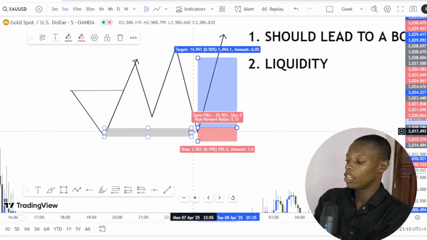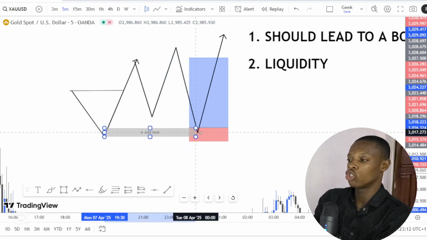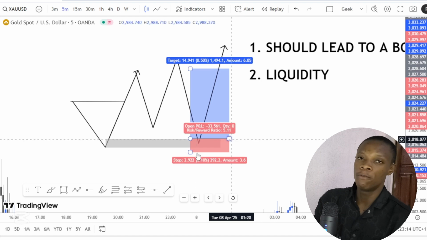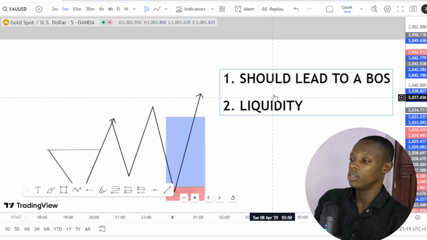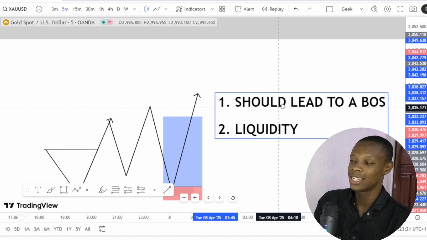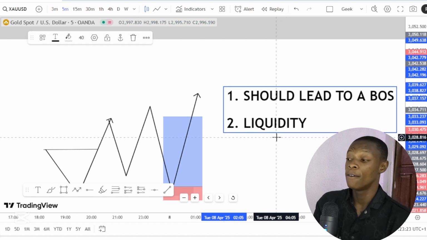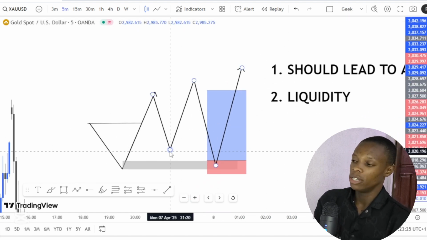Right now, taking all of those traders out, the price has just gotten the liquidity, which is going to fuel the move, which is going to help them enter the market. So simple, they can now enter the market. So these are the two things that make an order block valid for me. Many of you don't know about this liquidity.